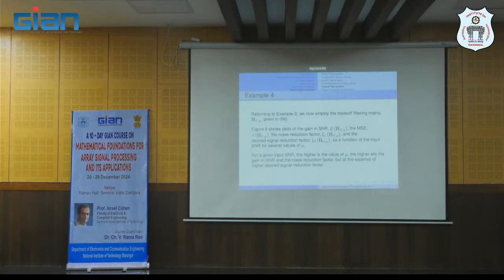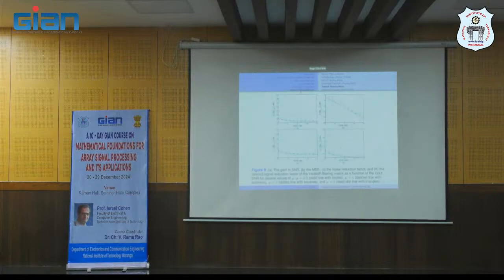Okay, so this is the example. We have the same example, and I just want to show the effect of mu. Here we have the gain in SNR, the MSE, the noise reduction factor, and the desired signal reduction factor, as a function of input SNR, for different values of mu. The blue line is mu equals 0.5, the green is mu equals 1, red is mu equals 2, and the last one, the light blue, cyan, is mu equals 5.